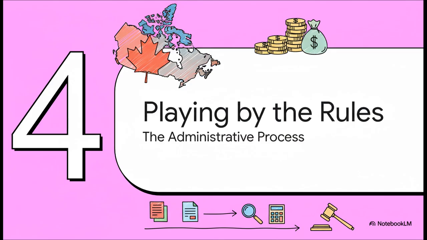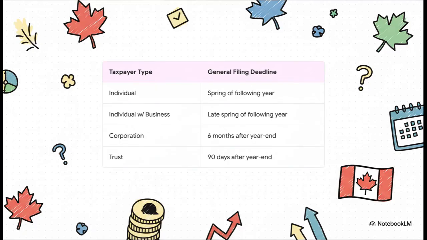All right, so we now know who pays tax and how we calculate what they owe. The last piece of the puzzle for today is the practical stuff, playing by the rules. We're talking about the nuts and bolts of actually filing your return and paying what you owe. First up, deadlines. And no, it's not the same for everyone. It really depends on who you are.